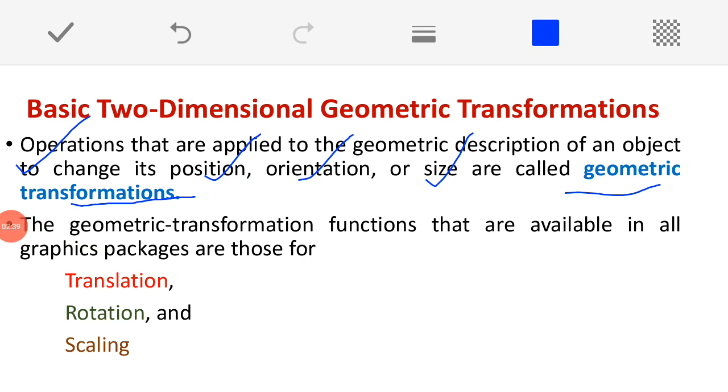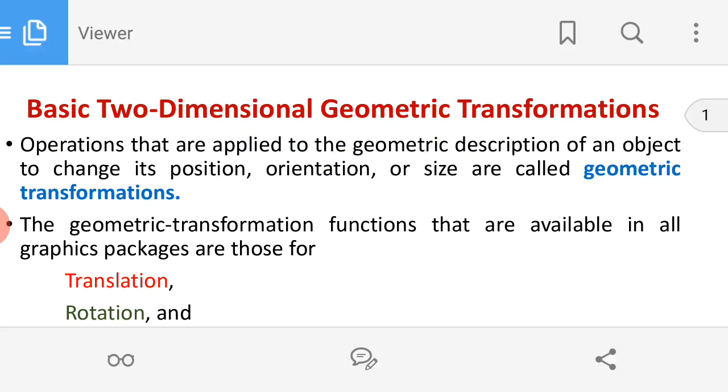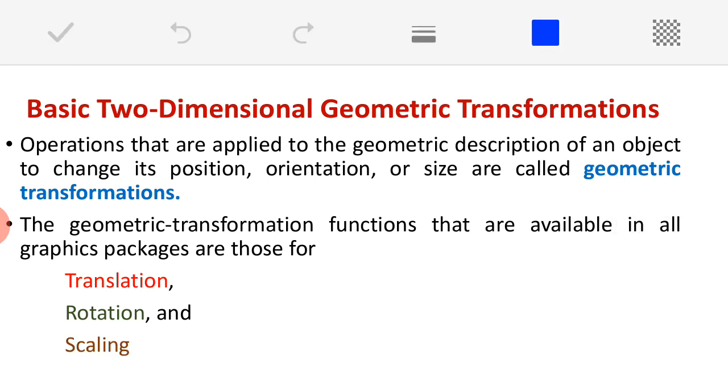So, the purpose of the geometric transformation concept in computer graphics is this: for any object that is part of the image, if you want to change the position of the object, change the orientation of the object, or change the size of the object, then we need to apply these transformations. And these transformations have to be applied with respect to the geometric description of the object. So, what is the geometric description of the object?